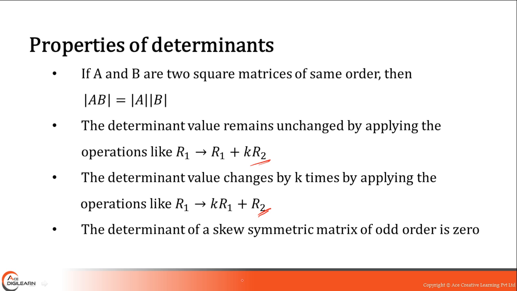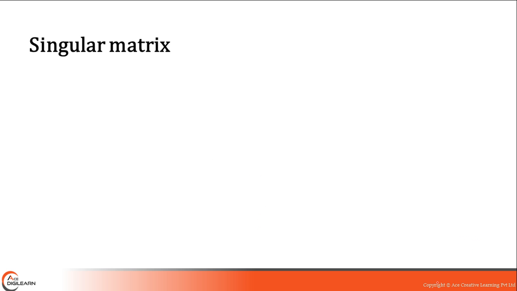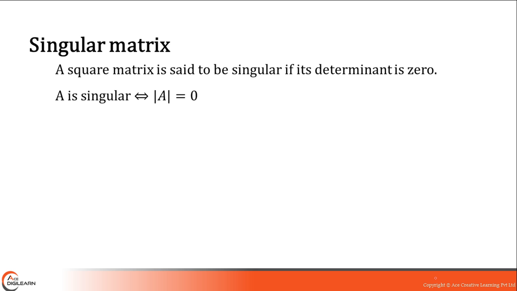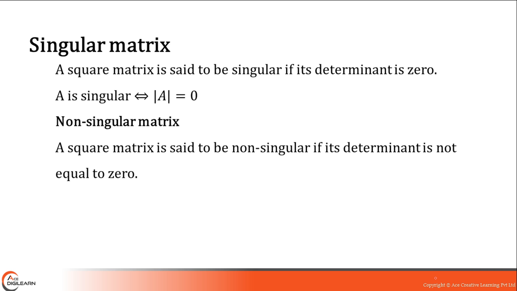Determinant of a skew symmetric matrix of odd order is always 0. Next, singular matrix. If the determinant of a matrix is 0, then it is called a singular matrix. And if it is non-zero, then it is called a non-singular matrix.